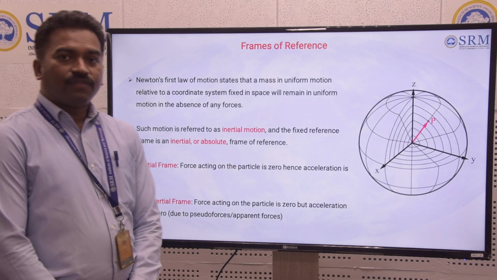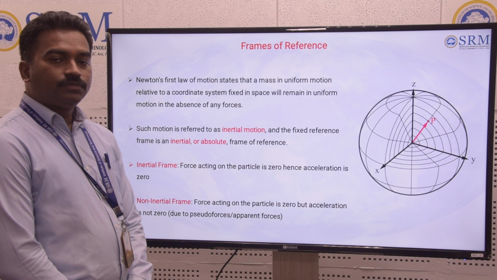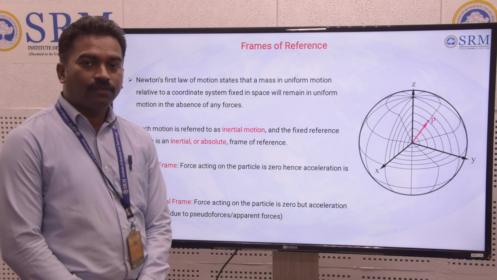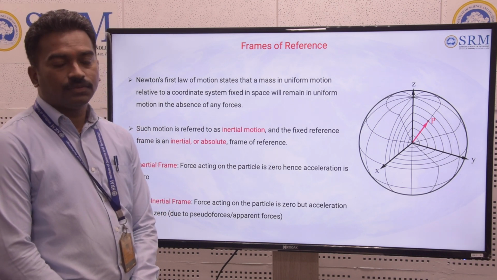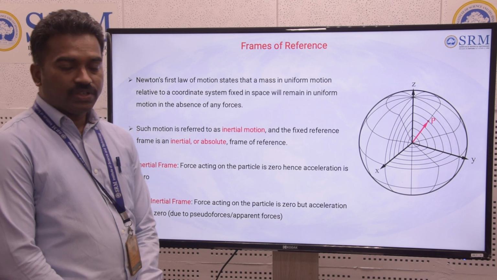So let's discuss the frames of reference. What do you mean by frame of reference? How many types are there? We shall discuss now.